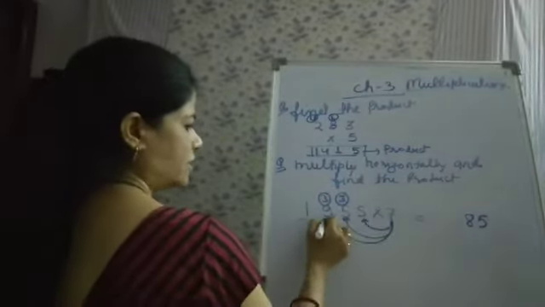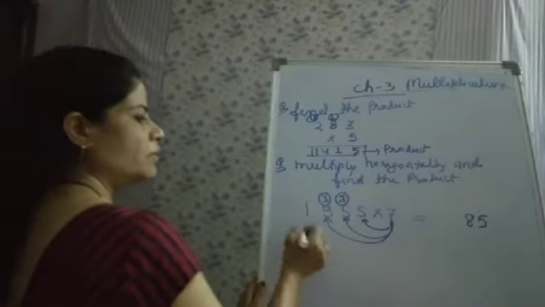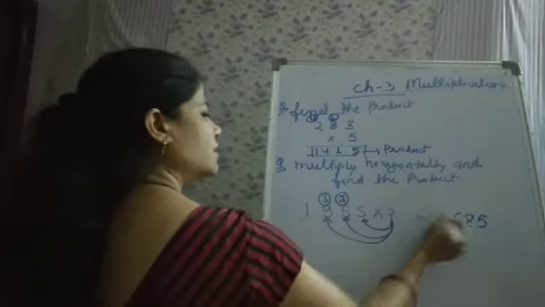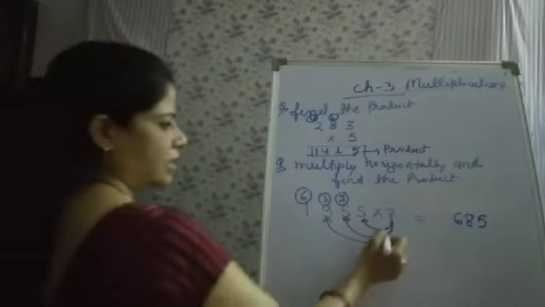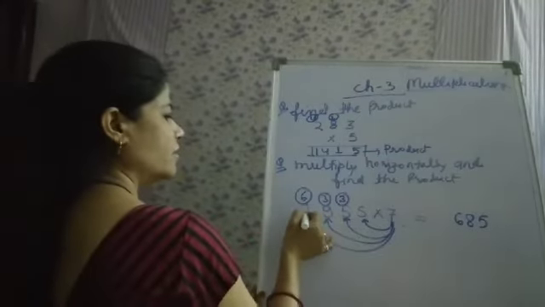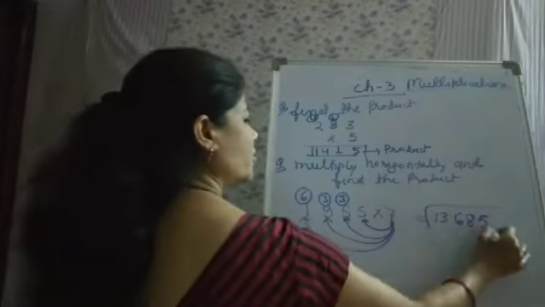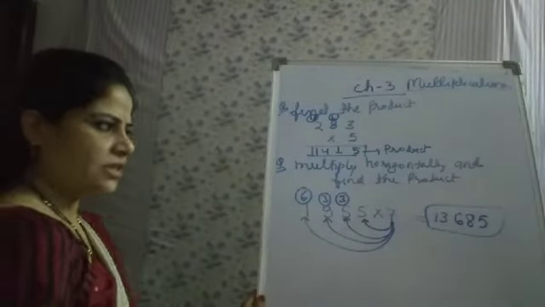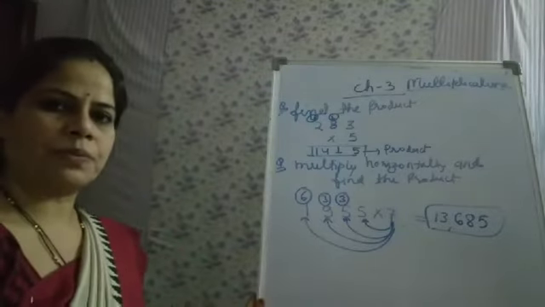So write 8 in answer and carry over 3. Then 7 9s are 63. 63 plus 3 will be 66. So write 6 in answer, carry over 6. Then 7 ones are 7. 7 plus 6 will be 13. So what is the product here? 13,685. This way you have to multiply horizontally and find the product.